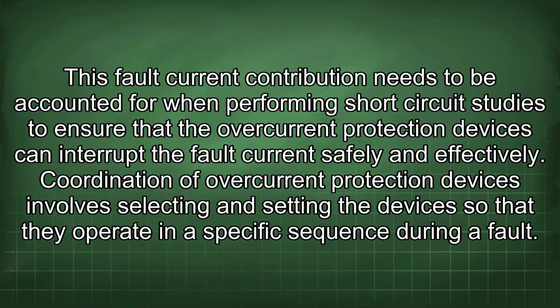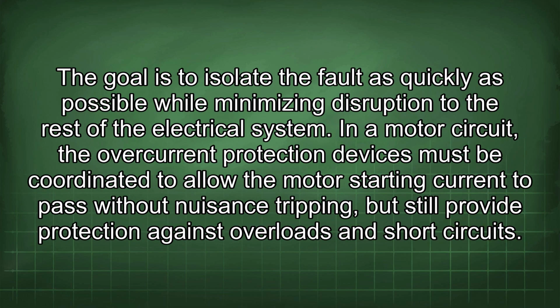This fault current contribution needs to be accounted for when performing short circuit studies to ensure that the overcurrent protection devices can interrupt the fault current safely and effectively. Coordination of overcurrent protection devices involves selecting and setting the devices so that they operate in a specific sequence during a fault. The goal is to isolate the fault as quickly as possible while minimizing disruption to the rest of the electrical system. In a motor circuit, the overcurrent protection devices must be coordinated to allow the motor starting current to pass without nuisance tripping, but still provide protection against overloads and short circuits.